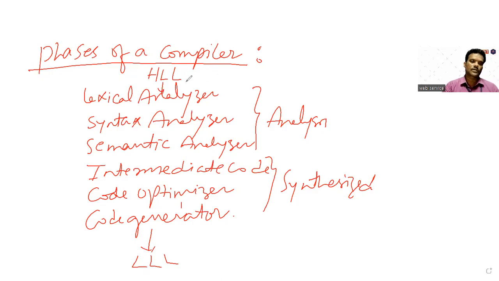So here the source code, high level language is a source code. The source code is converted into machine code. So between source code and machine code, there are 6 phases: lexical analyzer, syntax analyzer, semantic analyzer, intermediate code, code optimizer, and code generator. Along with 6 phases, there is a symbol table and error handler.